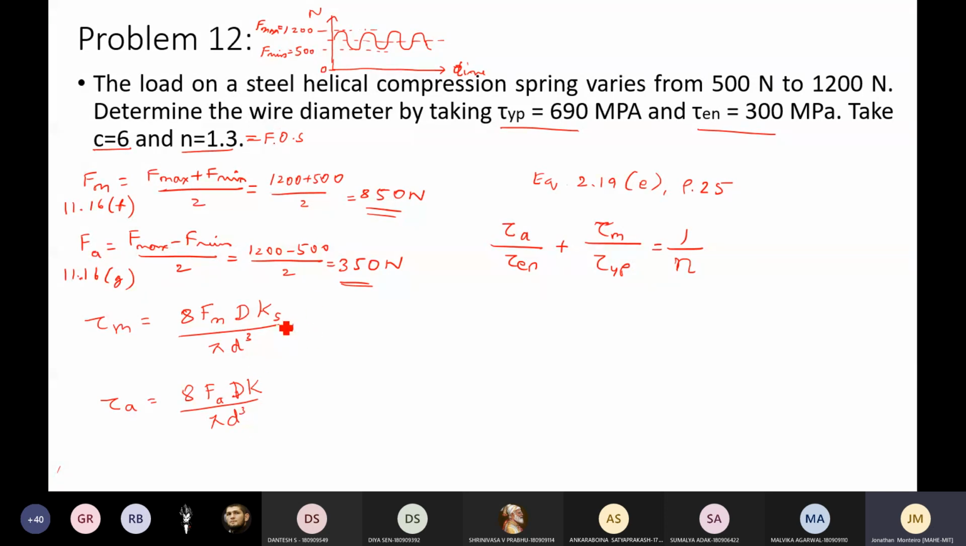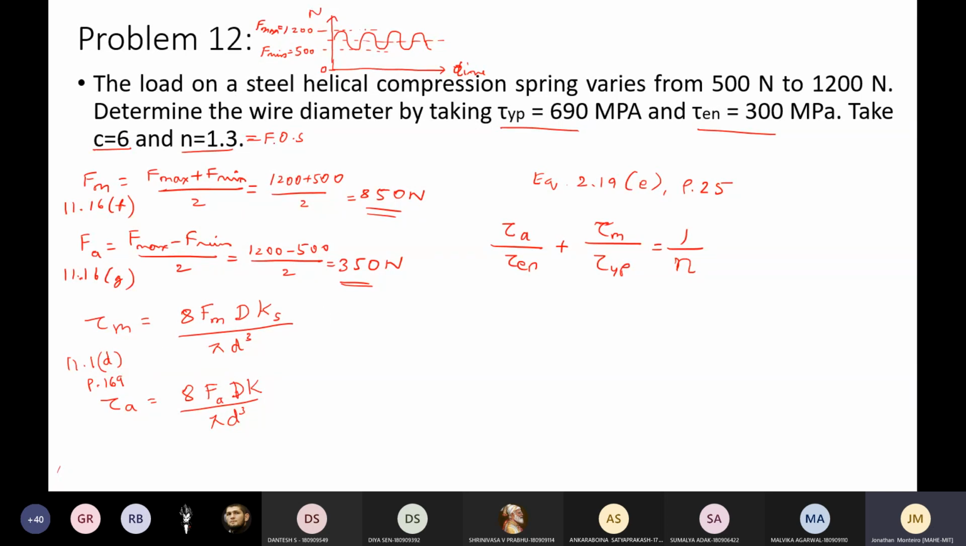Now, what is the difference between this Ks and simply K, or in some textbooks it is also called KW? In the meantime, I'll give the equation number. Both are modified forms of 11.1D, under repeated fluctuating load, page 169. So there we can make use of this equation for tau m and tau a. Remember, tau m is related to the mean load, and tau a to the alternating load, that is Fa.